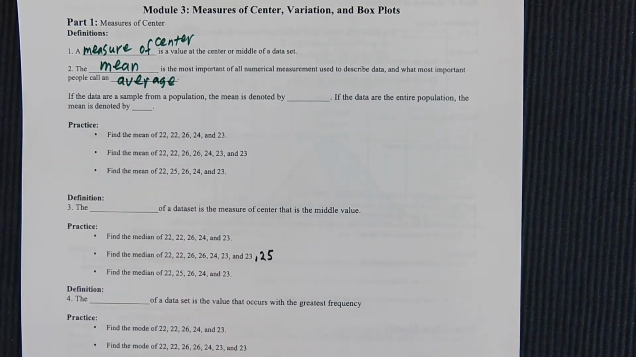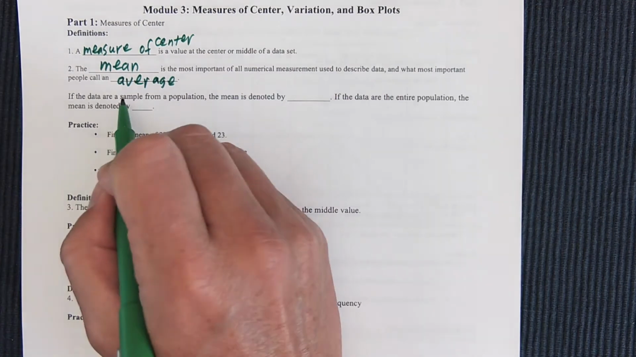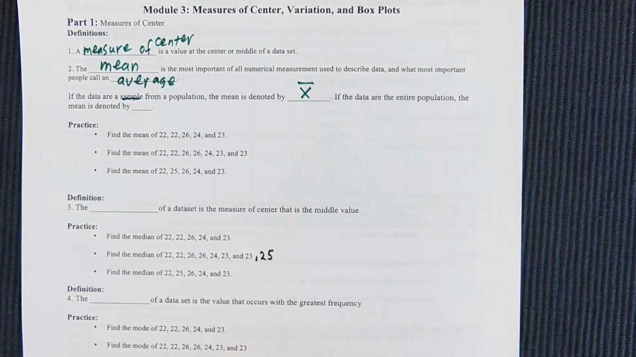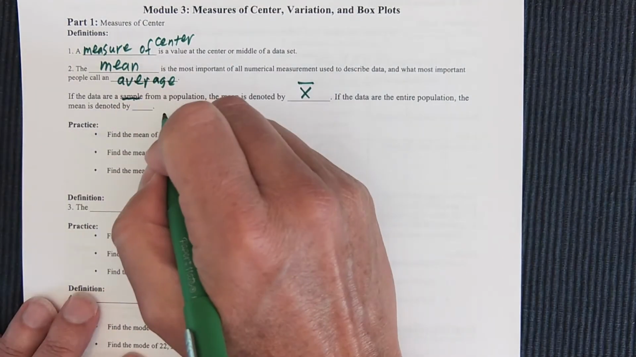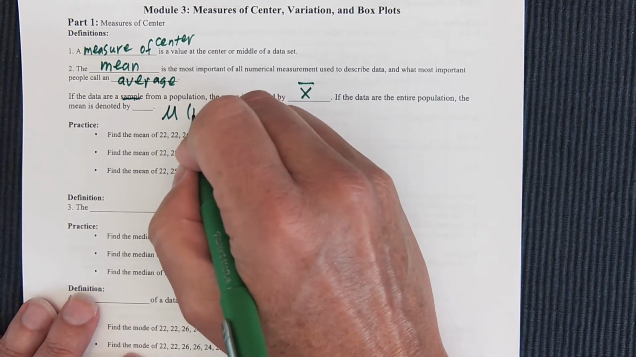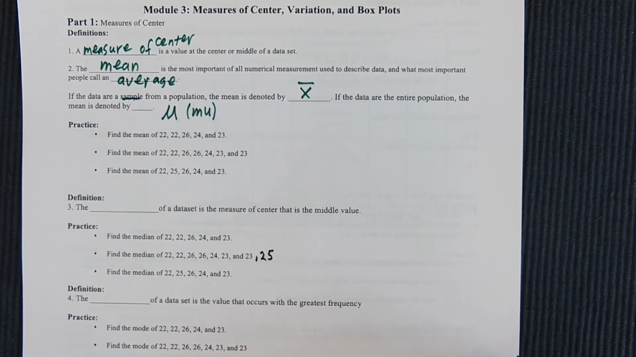If the data are a sample from a population, then the mean is denoted by x bar. Again, the key here is sample. I mentioned this in a previous video. If the data are the entire population, the mean is denoted by a Greek letter mu. We often use Greek letters for population measurements.